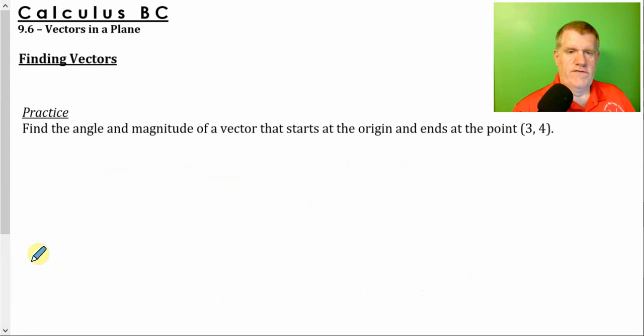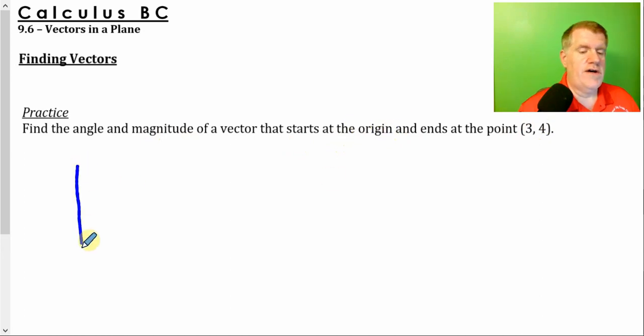Now how do I find the angle and magnitude of a vector if I'm given its origin and its terminal point? Well, it just happens to be that the initial point is the origin, which is nice, and the end point is 3, 4. And you're going to see very quickly why I chose this problem. 1, 2, 3, 1, 2, 3, 4.